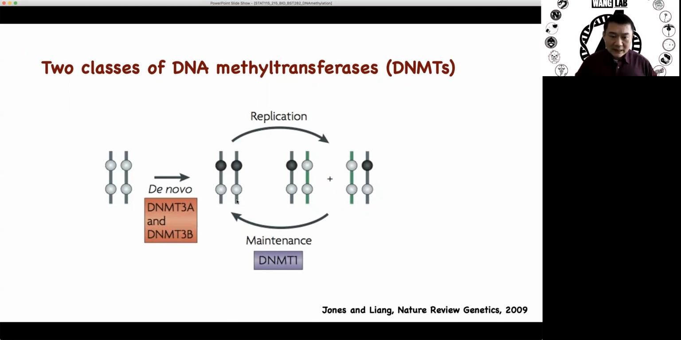What this one does is, during the cell cycle, when replication happens, the newly synthesized strand is not methylated, right? So DNA methyltransferase 1 can recognize that and come in and methylate the newly synthesized strand. This is how the DNA methylation pattern can be faithfully inherited across the cell cycle. This is the foundation for epigenetic inheritance, because you can maintain this methylation pattern.